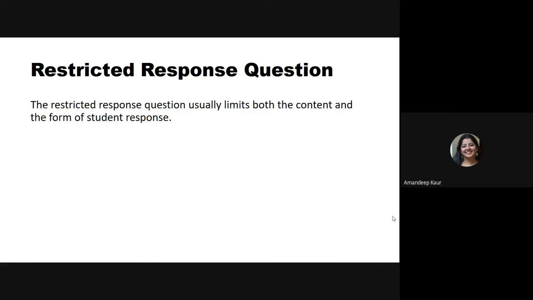Another is the restricted response question. Restricted response questions usually limit both the content and form of the student response. So when I say explain the working principle, the working principle for XYZ machinery is already explained, labeled with the help of the diagram. The student needs to give that response. So it is limited in terms of content and limited in the form of the student response. With restricted response questions, it is not possible for me to check the creative ability of my student, but with extended response questions, it is possible for me to check the creative ability of the student.